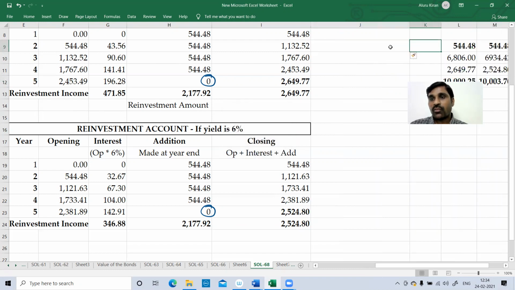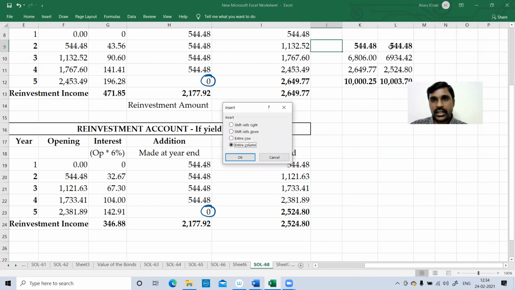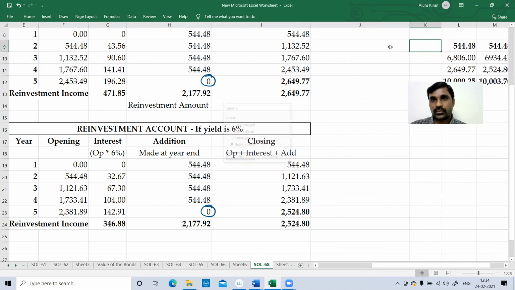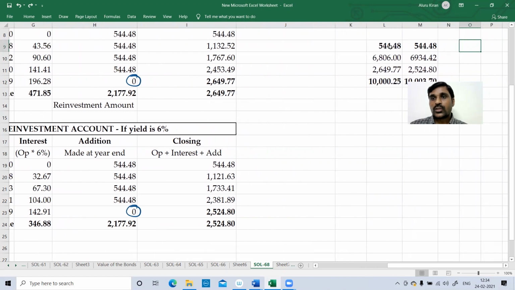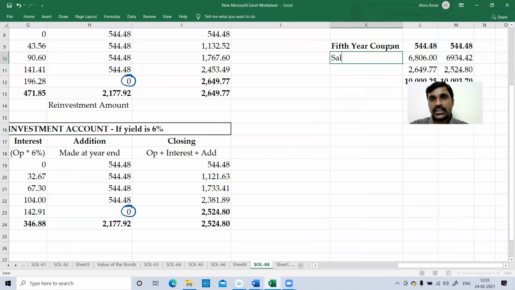So what should I write here? Can I write here the 5th year coupon, the last year coupon? Sale price in the secondary market.